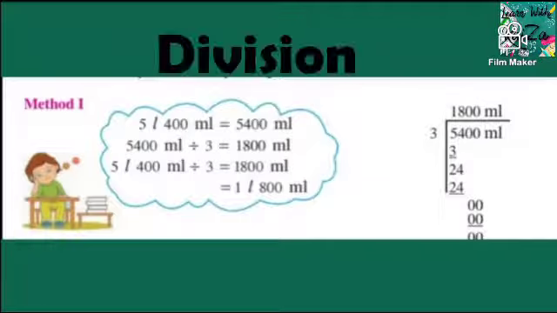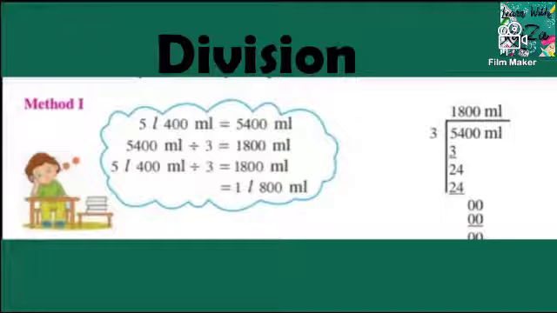Well, the final part, the division of liquid measurements. Method 1 here: the question is 5 liters 400 milliliters, or as we can say 5400 milliliters, should be divided by 3. If it is 5400 milliliters, can you tell me this in liters and milliliters? Yes, according to the relationship 1 liter equals 1000 milliliters, 5400 milliliters means 5000, therefore it is 5 liters and 400 milliliters. That should be divided by 3.